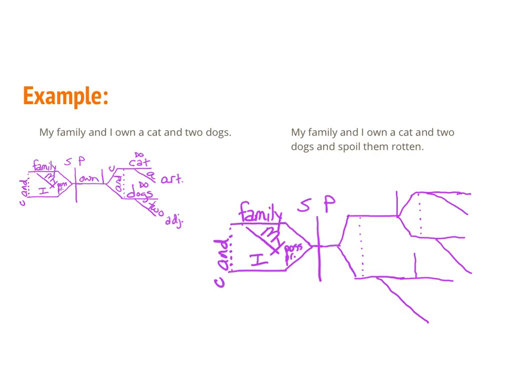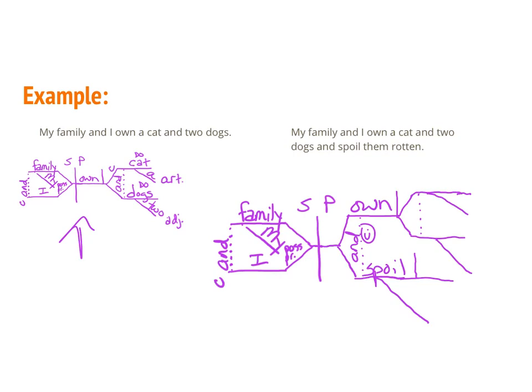Okay, now let's pretend the sentence doesn't have only one verb, which is own. So I've shrunk the other sentence that I diagrammed and I put it right here so that you can see it and compare the two. And so now the sentence reads, my family and I own a cat and 2 dogs and spoil them rotten. So now we do 2 things. We own and we spoil. Okay, and those are joined by the conjunction and. It's a coordinating conjunction, those are equal elements, they're both verbs.